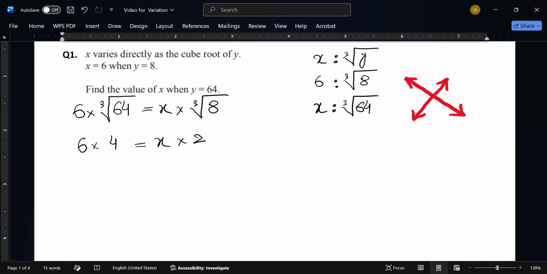Since we are looking for the value of x, let's make x the subject. Let's remove 2 from the right hand side. It comes here and divides the left hand side. So x is 12. This is the new value. This is the required value of x.